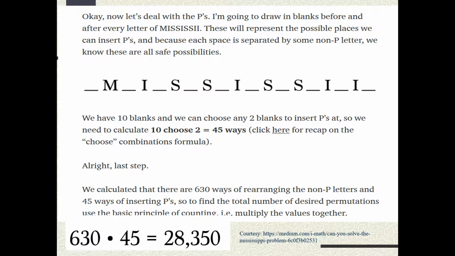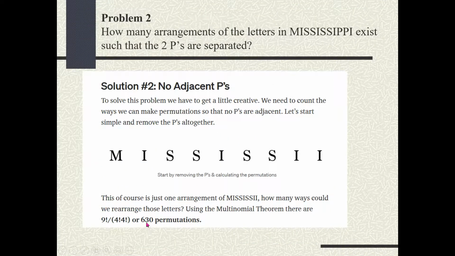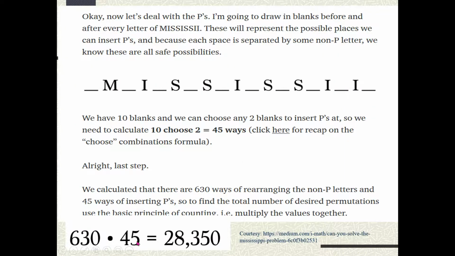So in how many total ways can I do the actual arrangement where P's were not to be adjacent? It is 630 multiplied by 45. Recall that we got 630 total permutations, multiplied by 45, because both of these conditions should be met. So these are necessary conditions, therefore we are multiplying, and we get that there are 28,350 different ways in which we can rearrange the letters of Mississippi such that the P's are not adjacent.